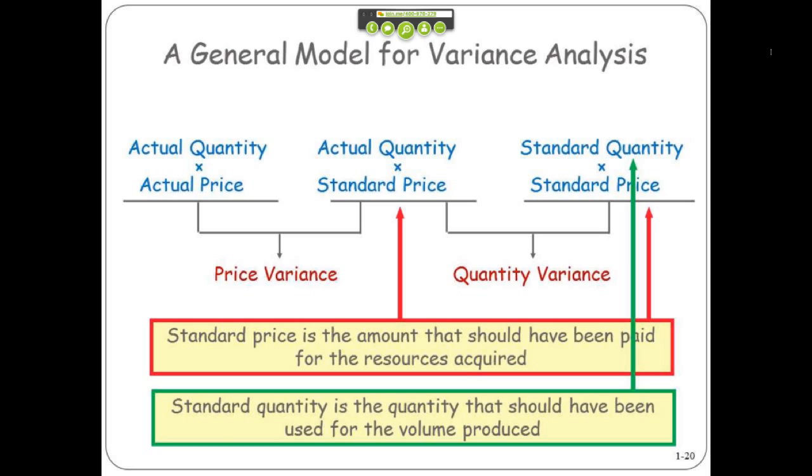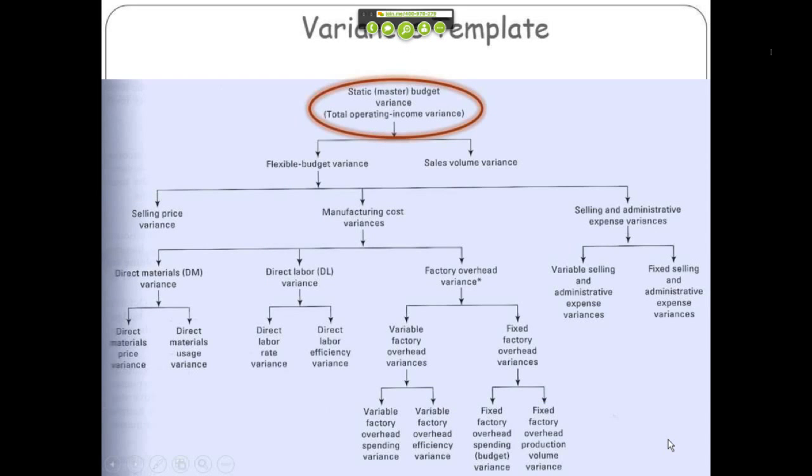Okay? This is the difference between your standard quantity and your actual quantity, gives you your quantity variance, and the difference between your actual price and your standard price gives you your price variance. So that's the general model of what you do as you peel the onion. This is kind of the onion peeling picture. You start off with that static budget variance. You get a sales volume and a flexible budget variance, and then you take this flexible budget variance and you really dig down all the way to find out which of your materials are causing variances, is your direct labor causing variances, and if so, is it a rate variance problem or an efficiency problem? That's the peeling of the onion. Let's start peeling.